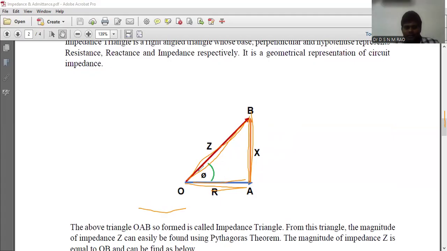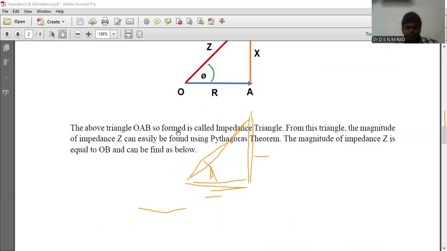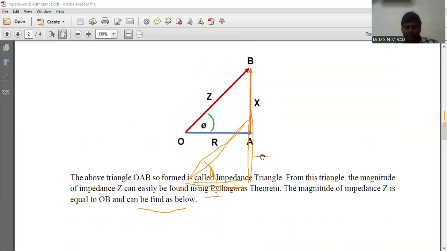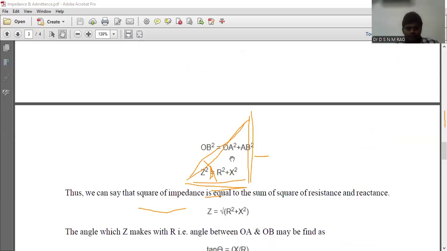So Z equals, as per the Pythagoras formula, square root of R square plus X square. And tan phi equals opposite side by adjacent side, X by R. So phi equals tan inverse X by R. In this way we will calculate the magnitude as well as the phase angle. From the above triangle, we can calculate the magnitude and phase angle by using the Pythagoras formula.